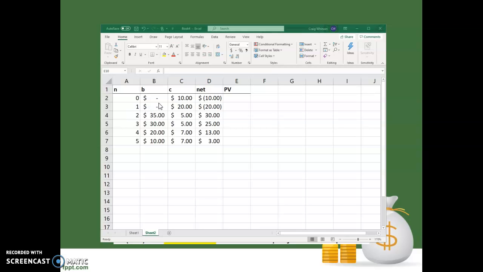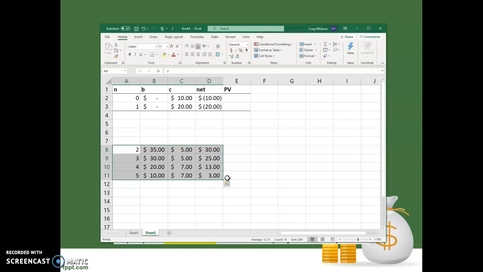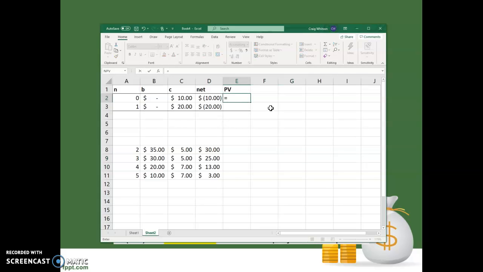Because this project took 2 rows, it took both year 0 and 1 to complete the investment period, I'm going to treat these 2 rows separately. Okay, so I'm going to just take all of these values from here, cut and paste them down here, and put a few rows between these two so that I can calculate the present value.